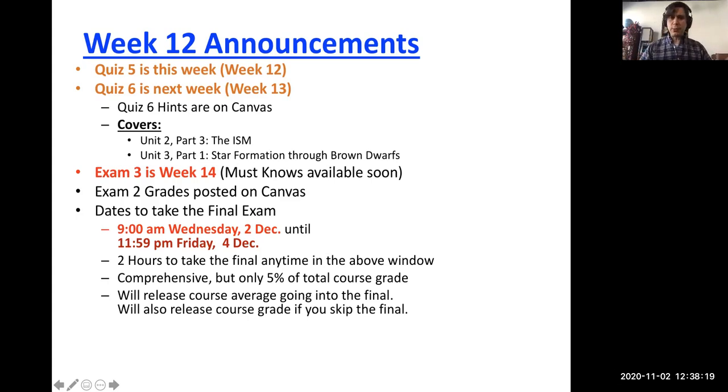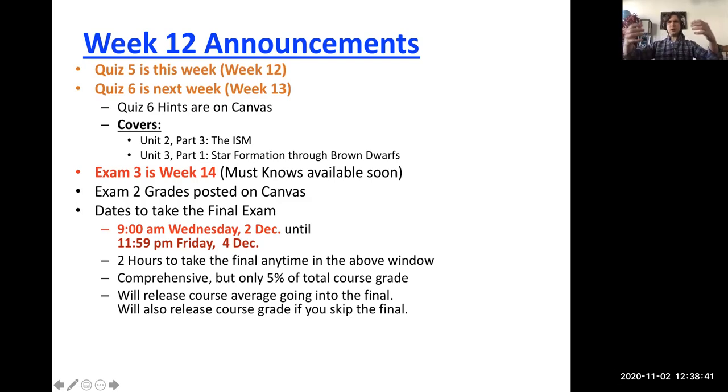Pick the 2-hour window that best suits your schedule to take the final exam. And yes, once you start the final, you have 2 hours to complete this comprehensive exam. I haven't decided what the total question count is. Usually it's around 80 to 90-ish questions for a comprehensive final. And since it is a comprehensive final, that is the most difficult part.